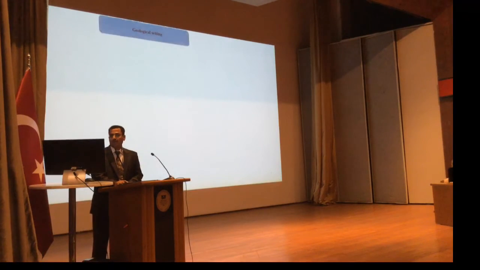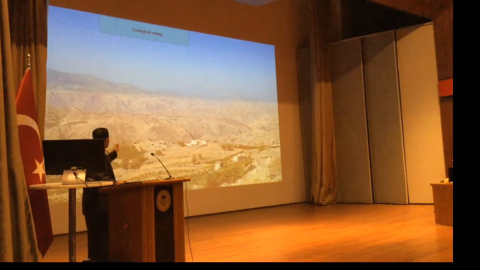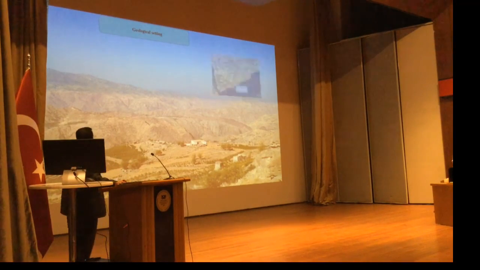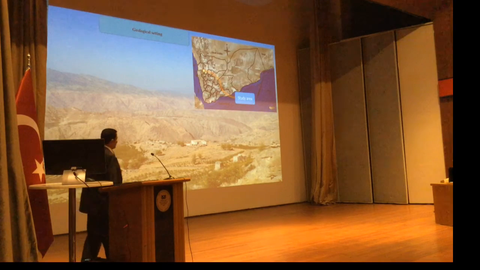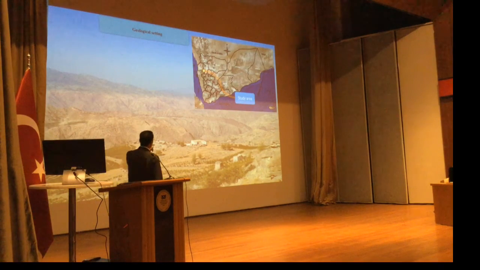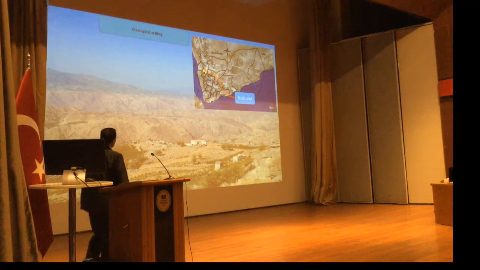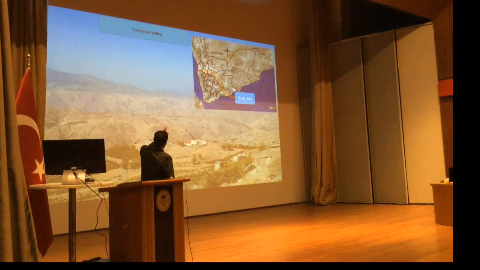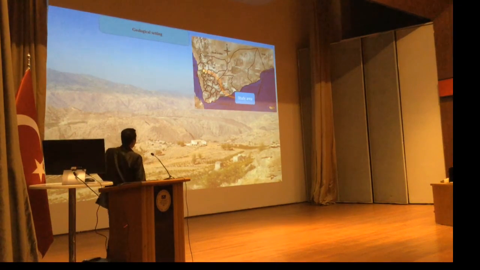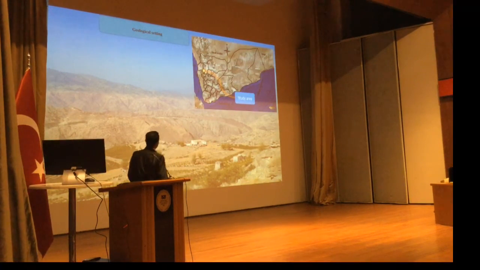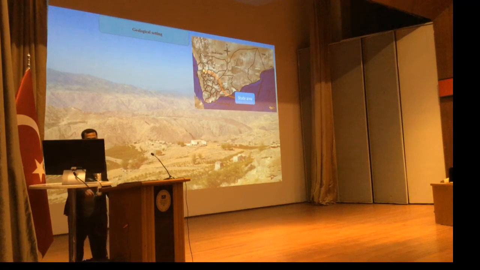Now we move to my geological setting. This is Yemen, in the Maghreb area. This is the location of Yemen. I think some of you know Yemen's location in the south, in the southeast of the Arabian Peninsula, with Saudi Arabia to the north, Oman to the east, the Red Sea to the west, and the Gulf of Aden to the south.